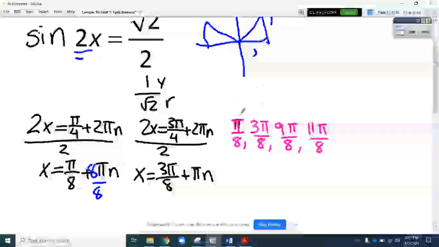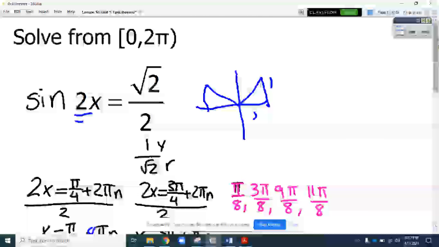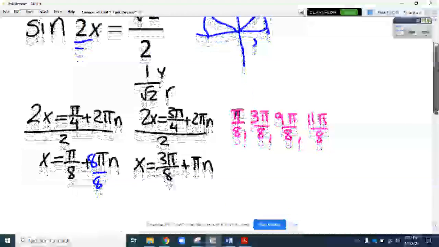So pi/8 is an answer in my list. To add pi, I make a common denominator, give it an 8 in the top and bottom. 1 plus 8 gives me 9. If I did 9 plus 8, I would get 17, and that's too big. Remember, we can only go up to 2 pi. And in eighths, that would be 16 pi/8.